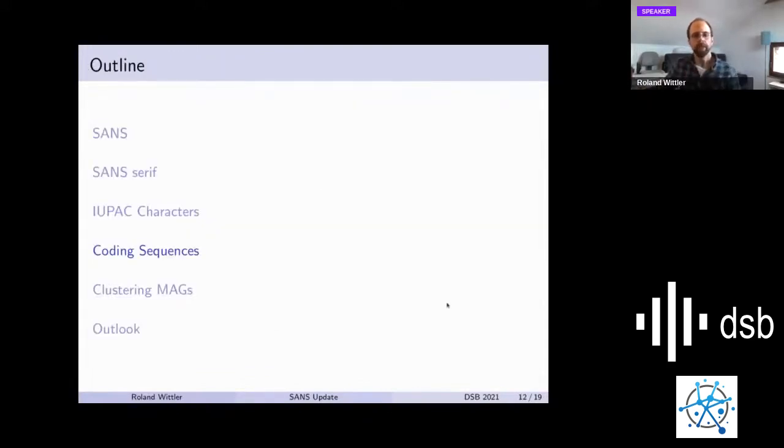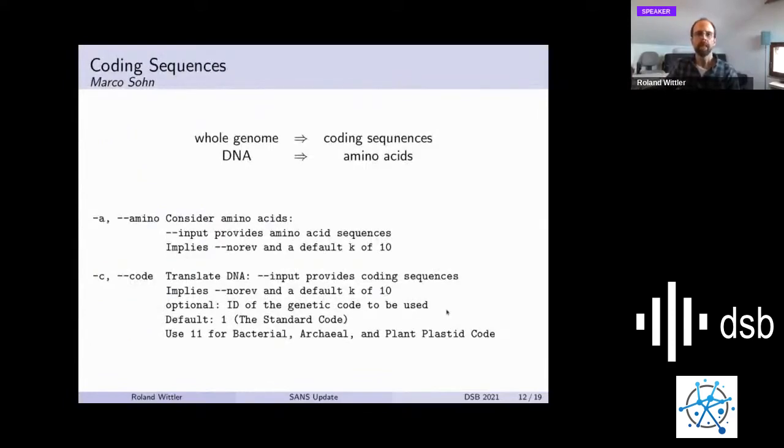Coding sequences. As I always mentioned, it's a whole genome approach, but nevertheless, we ask ourselves, well, what happens if we do have coding sequences at hand? If the genomes are annotated, why not use them? So a student of ours, Marco, implemented this. So instead of taking the whole genome, we only take coding sequences. And of course, this also allows us to switch from the DNA alphabet to the amino acid version of the coded sequences.